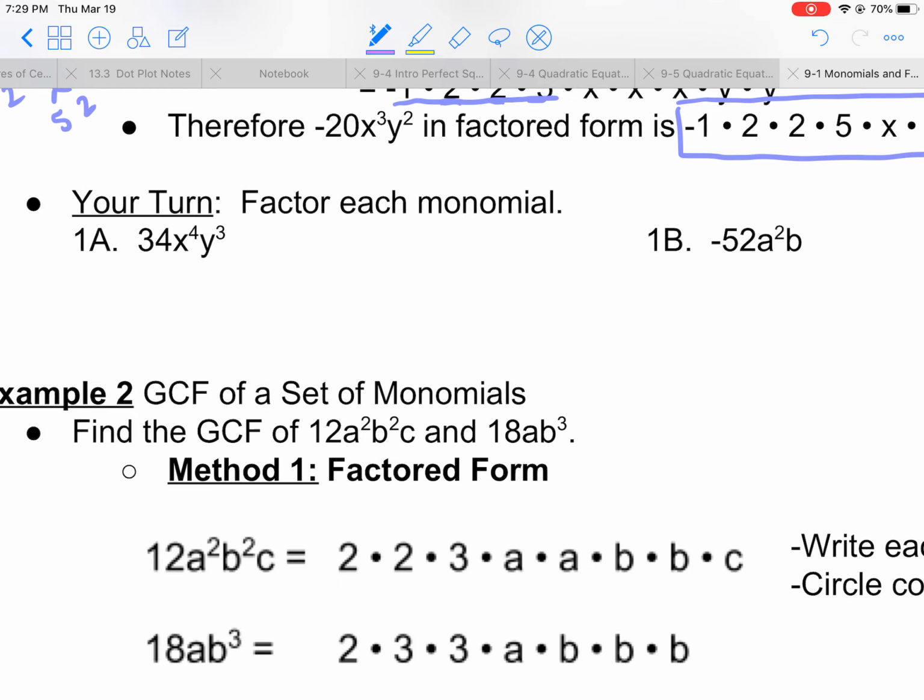I'll work it out here. 34 can be factored into 2 times 17. 17 is a prime number, so I can't go any further. So I got 2 times 17 times 4 x's times 3 y's. And that is my monomial in factored form.